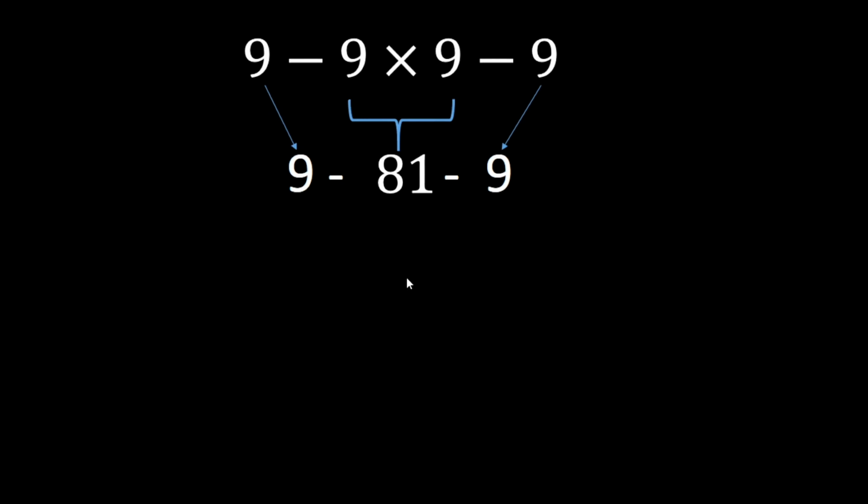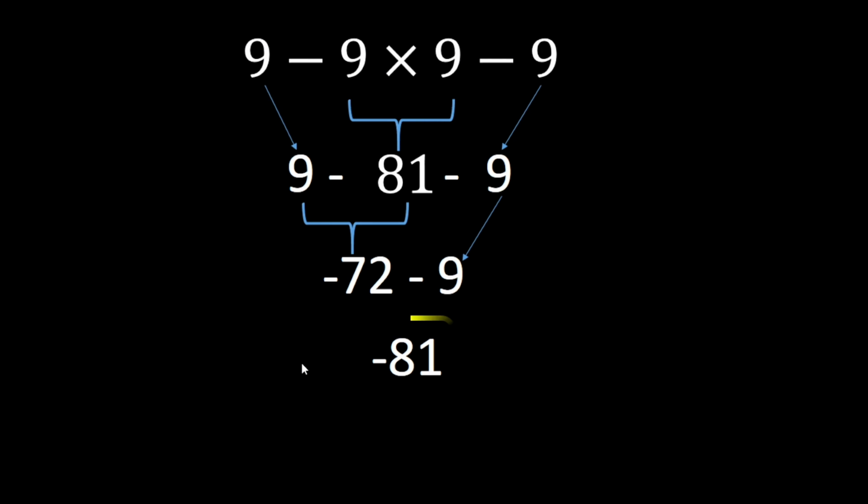Step 2. We move from left to right with subtraction. 9 minus 81 equals negative 72. Step 3. Now subtract the last 9. Negative 72 minus 9 equals negative 81. So, the correct value of 9 minus 9 times 9 minus 9 is negative 81.